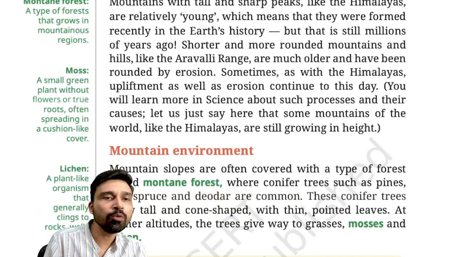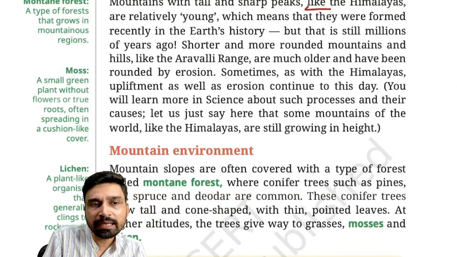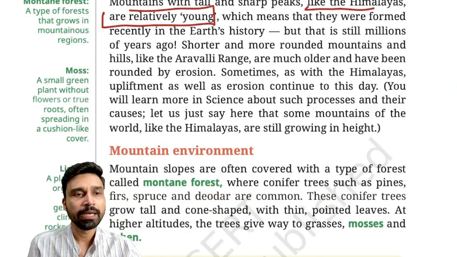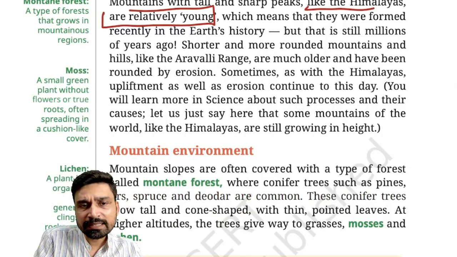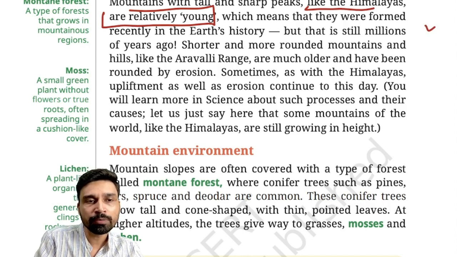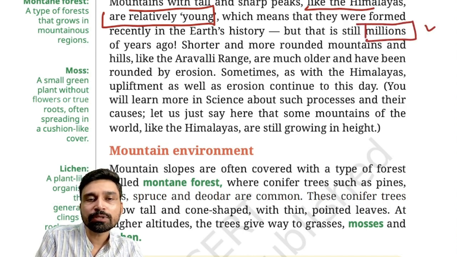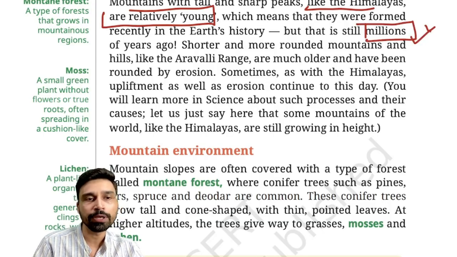Now, if you talk about the mountains with tall and sharp peaks like the Himalayas, they are considered relatively young mountains. What does it mean? It means that they were formed very recently in the Earth's history. Now, when you talk about very recently in Earth's history, it does not mean that they were formed in the human lifetime. Still, young on the geological time scale of Earth can be millions of years.